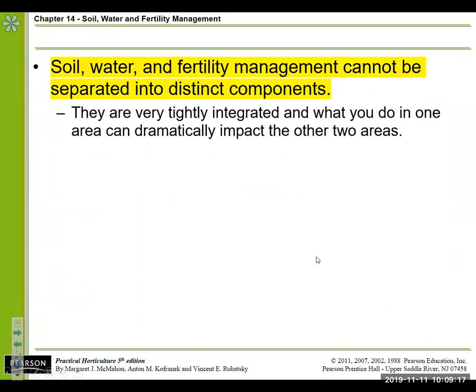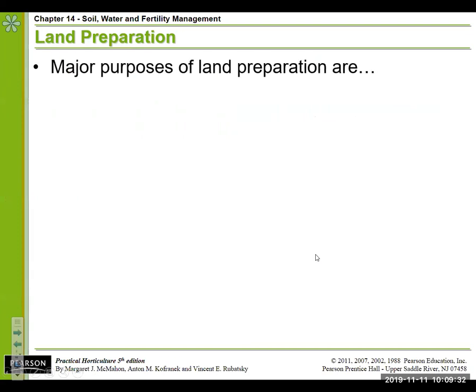Unfortunately, we're not breaking these up into individual distinct components. Soil, water, and fertility management are all very tightly integrated. So what we're going to do in one area can impact the other two areas. So we're looking at them all together. And we're going to start with preparing the land itself, preparing the soil.